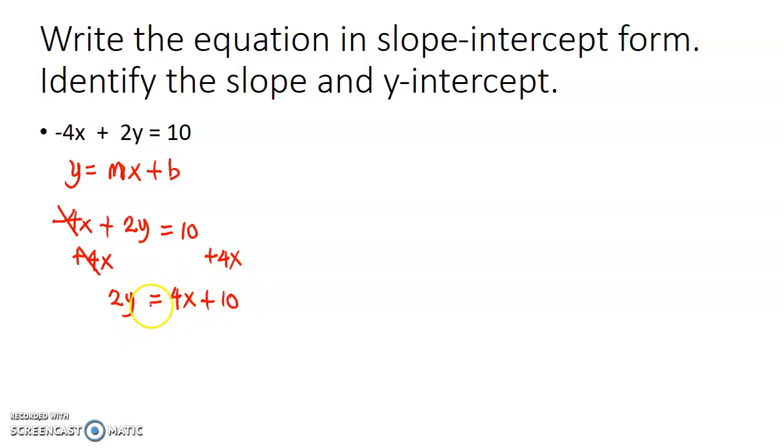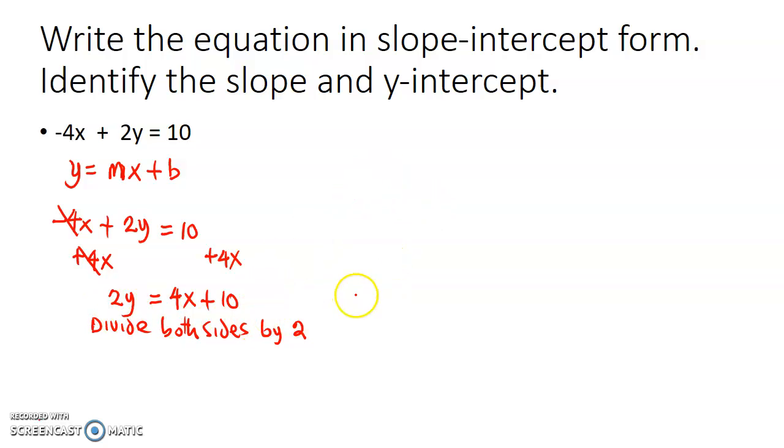So we still have one more step. Remember, the general form is y equals mx plus b. So I need to make this equation exactly in this form. To establish that, I just need to divide throughout. I need to divide both sides by 2, because this is multiplication here, 2 times y. So to undo this, I just need to divide by 2.